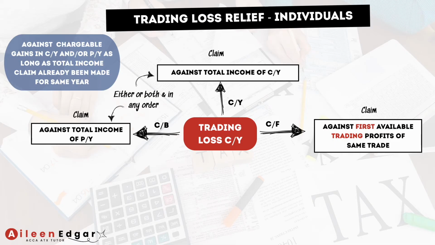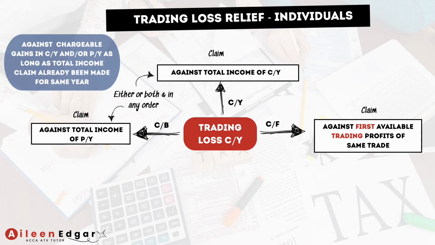Whereas companies, if they've made a chargeable gain, will pay corporation tax on the chargeable gain. So there's not a separate tax for companies for their chargeable gains, but there is for individuals. So we have a slightly different rule for individuals here, where as long as they have made a claim in the current year against total income or the prior year against total income, if they've still got some trading loss left over, they can set that off against any chargeable gains they've made in that same year.